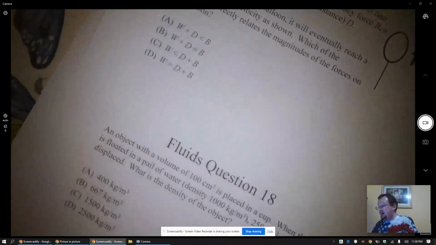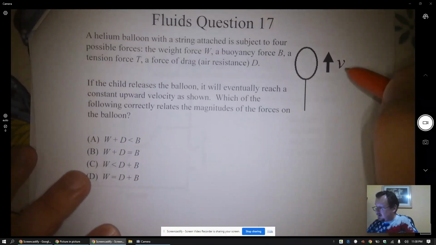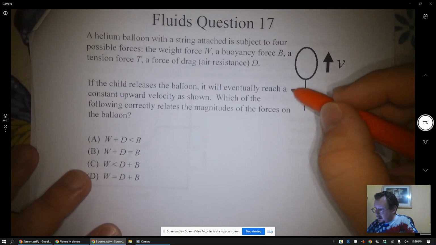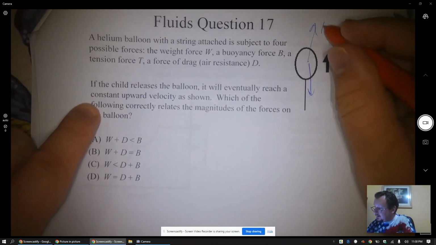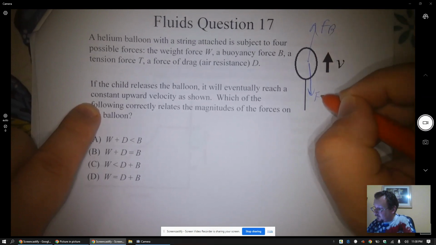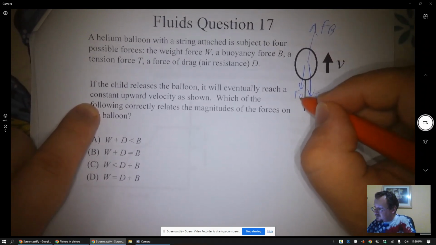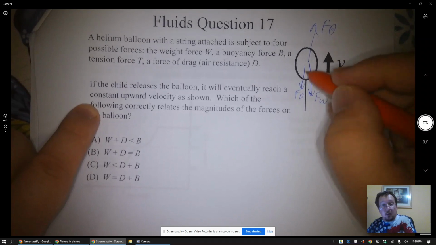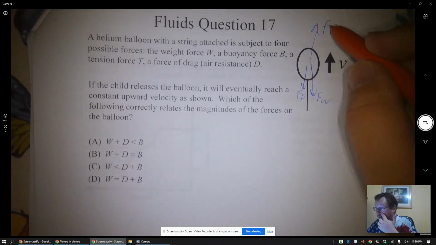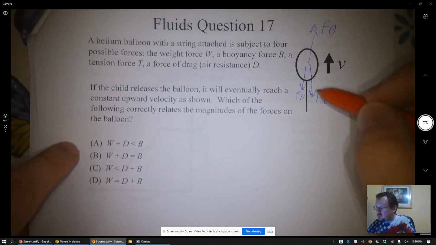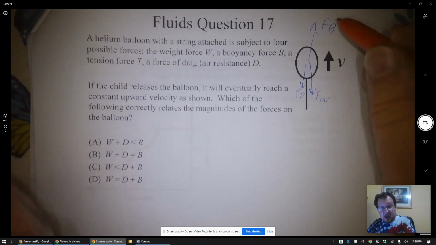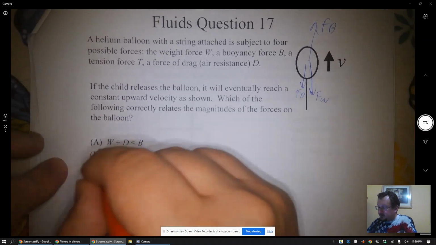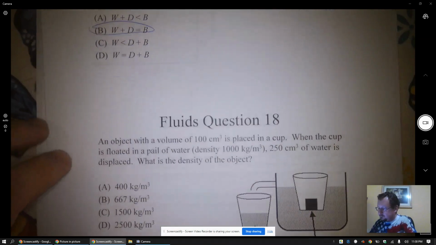There it is. Now, the student lets go, and it will eventually reach a constant upward speed. The reason why is because there's still a force of buoyancy and a force of weight, but there's also a force of drag. The balloon would not go up except that the force of buoyancy is greater than the weight, but then the drag would make it stop going up faster, right? So here's a force of drag like so.